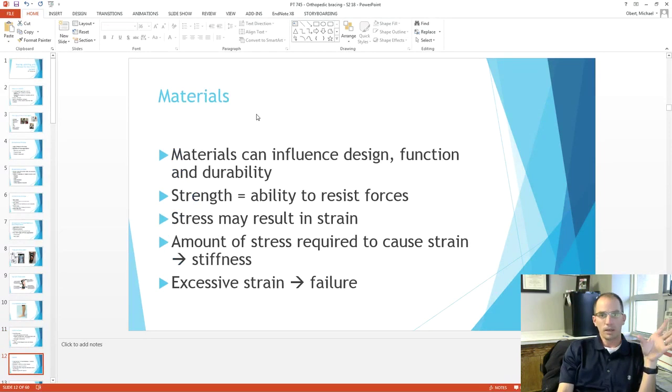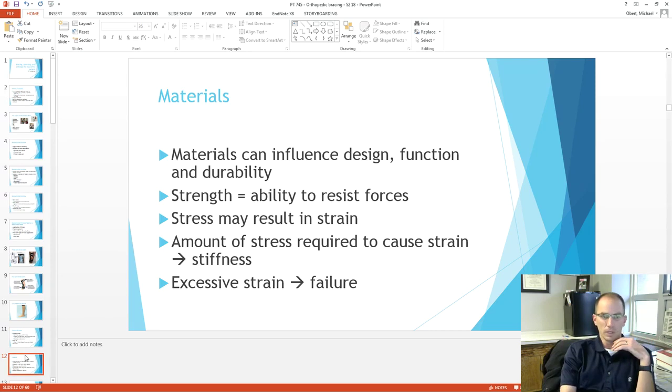Okay, so we can look at materials also when we're talking about the makeup of this. Going back to basic biomechanics, we want something that's strong, but able to do what we want it to do. So it needs to be flexible enough to be comfortable for the patient as well. If we have some stress going into this, it's going to lead to strain. The amount of stress required to cause strain or a change in that brace is what's considered stiffness.